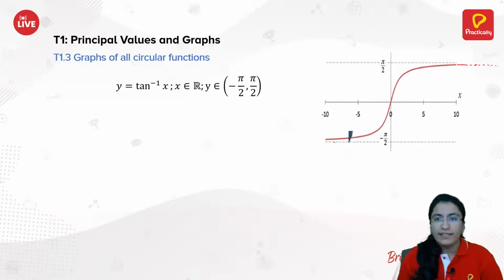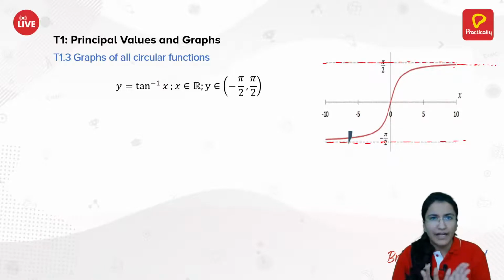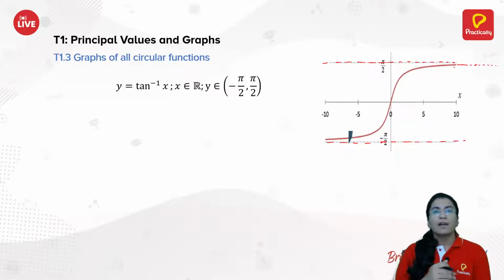You can see that these two dotted lines touch the graph at infinity, either minus infinity or plus infinity. No need to worry about at which point; you can take either plus infinity or minus infinity. Such lines which touch the graph at plus infinity or minus infinity are known as asymptotes of the graph. Here y equals pi by 2 and y equals minus pi by 2 are asymptotes for the graph.